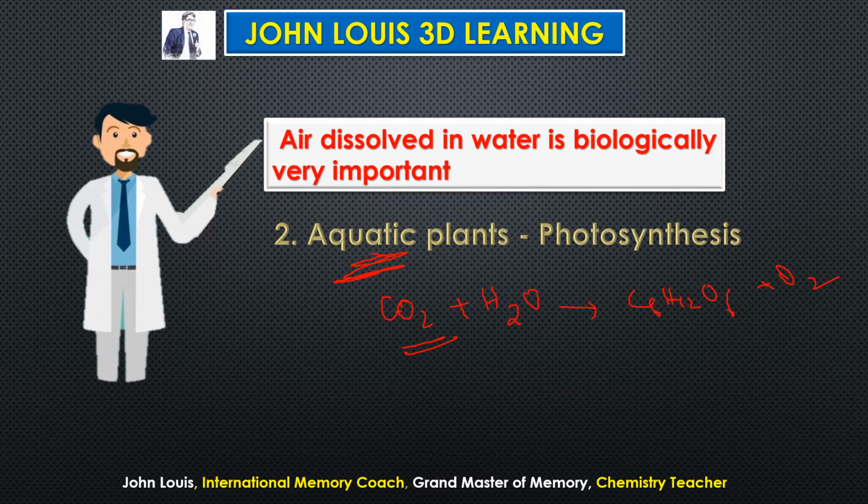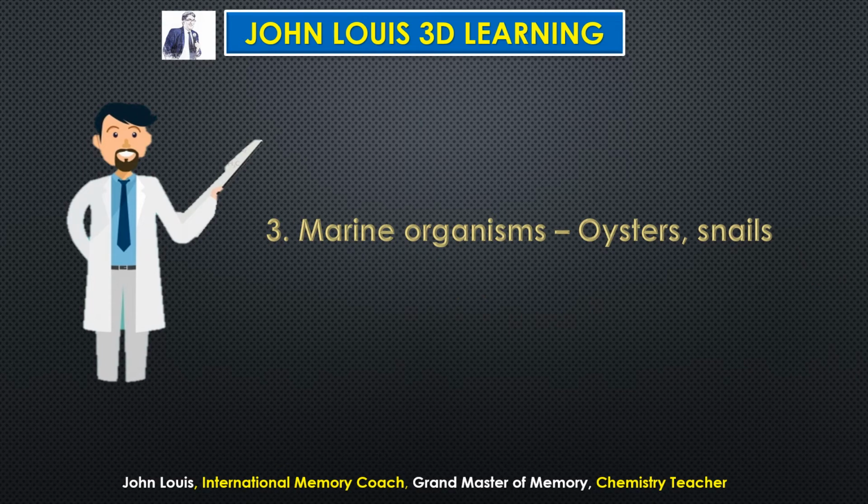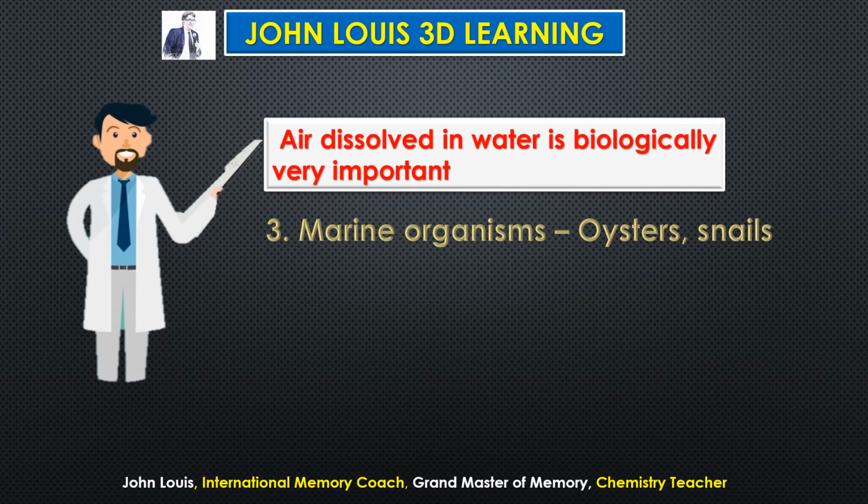What is the third important use? Marine organisms like oysters and snails. You might have seen that snails have a coating on top of their back. That is made up of calcium carbonate. How is that calcium carbonate obtained in water? We need to understand that very clearly. Limestone is calcium carbonate. The limestone, calcium carbonate, present in water or anywhere reacts with carbon dioxide and water. So how can we prove that?